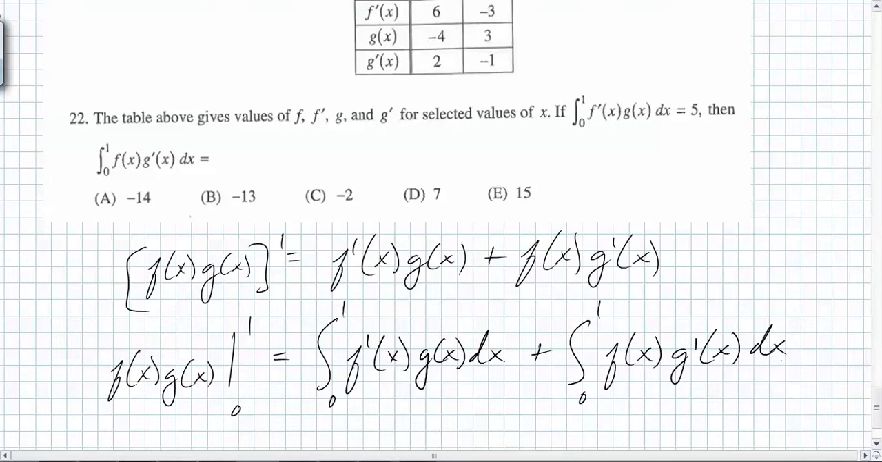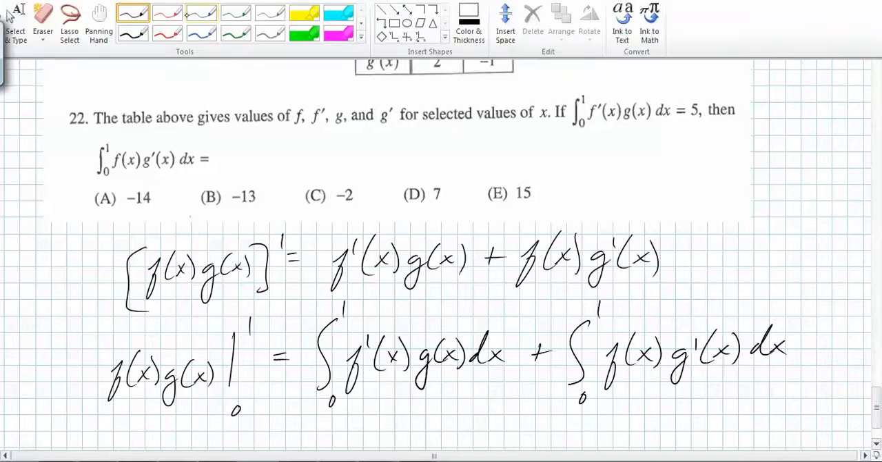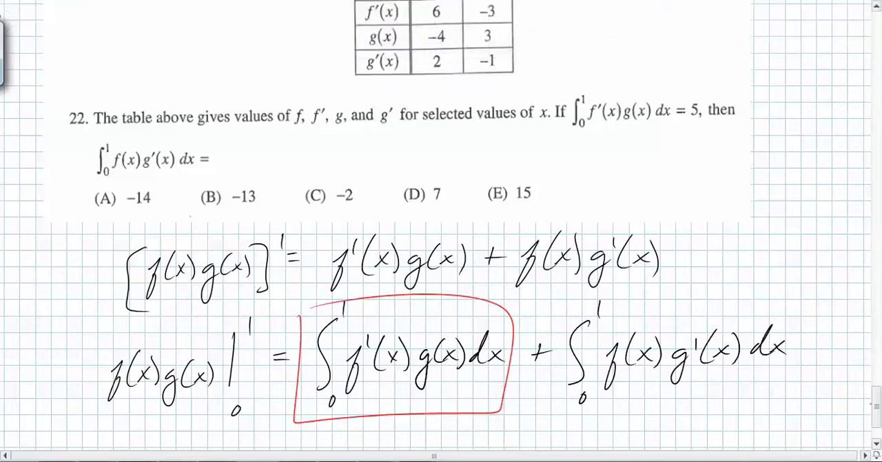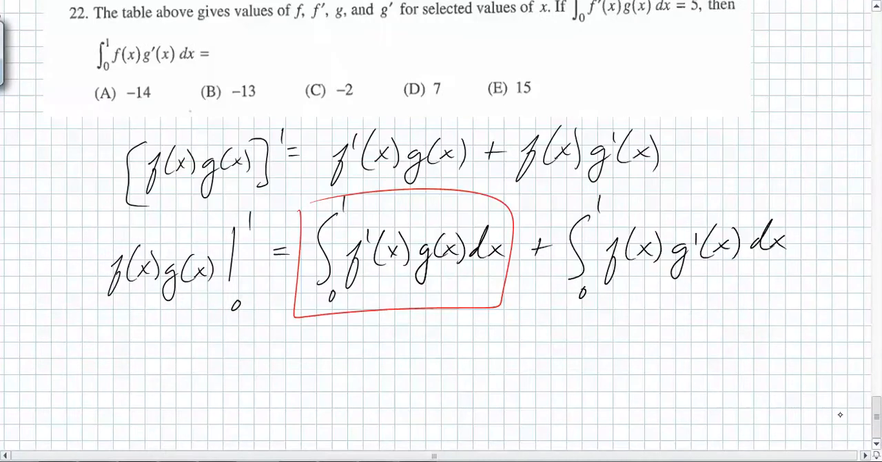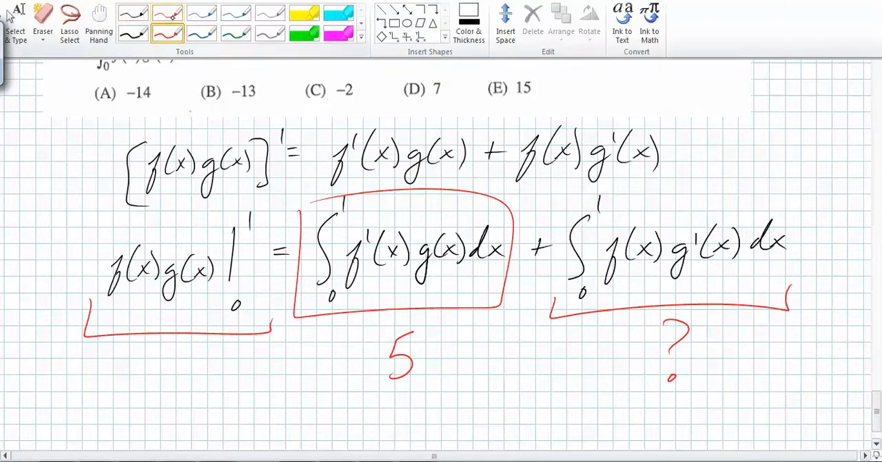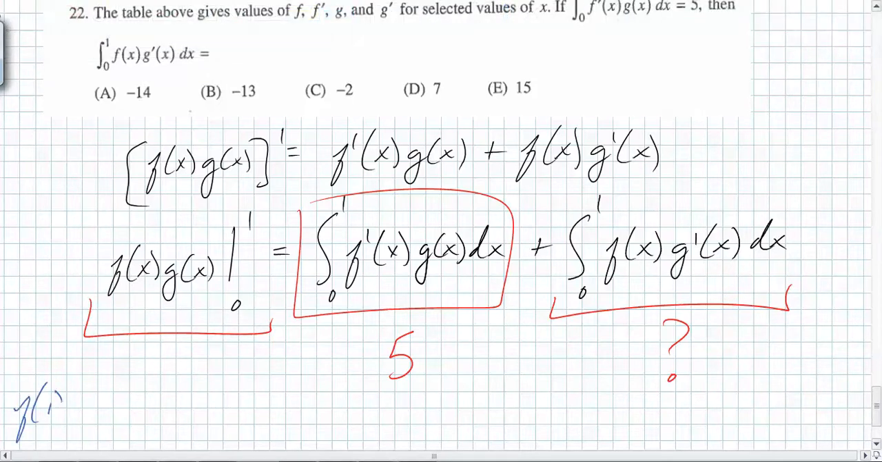It won't be as random when you learn about integration by parts, but here's the thing. Do you know what one of those equals? You know what this one equals right here, right? So what is that one? That's just 5, right? This is the one you want, right? You don't know that one. So what about over here? You're evaluating that function from 0 to 1. So what is that going to mean? It means f of 1 times g of 1 minus what? f of 0 times g of 0 equals 5 plus question mark.